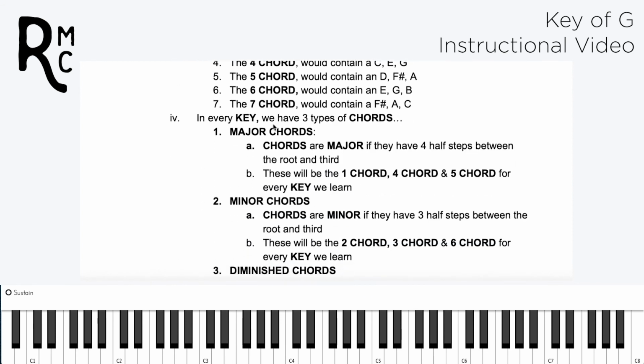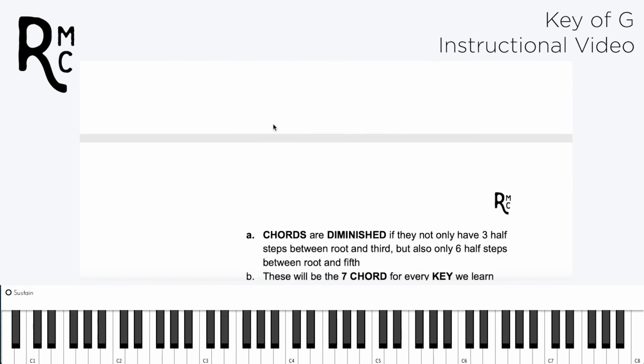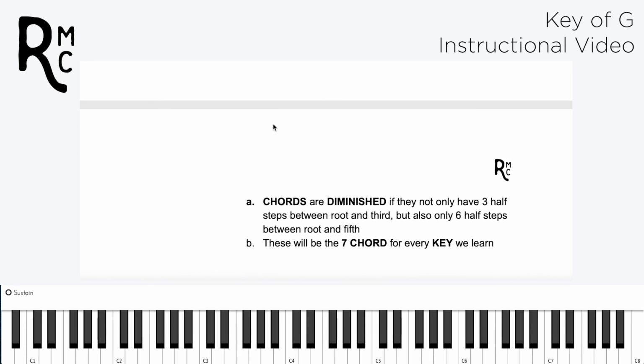So now let's come on down here to diminished chords, and let's talk through diminished chords. So chords are diminished if they not only have 3 half steps between the root and the third, but also have 6 half steps between the root and the fifth. So that sounds like a lot, but let's break it down. So let's go ahead and build our F sharp diminished chord. So we start on F sharp and we count 3 half steps. 1, 2, 3. F sharp and A. And then all we do is count another 3 half steps. 1, 2, 3. And there is our F sharp diminished chord.